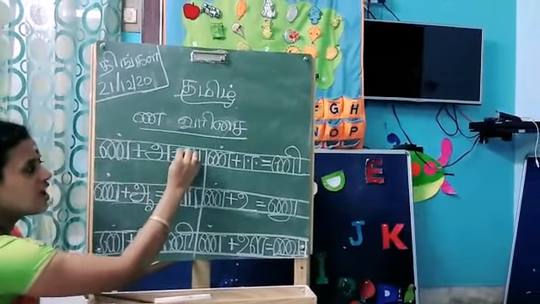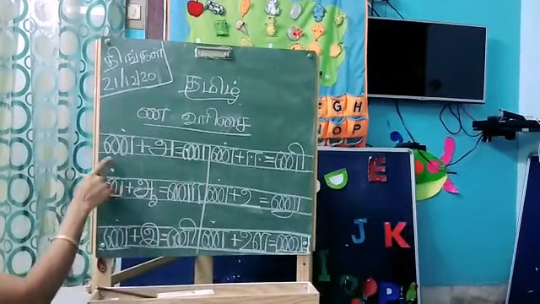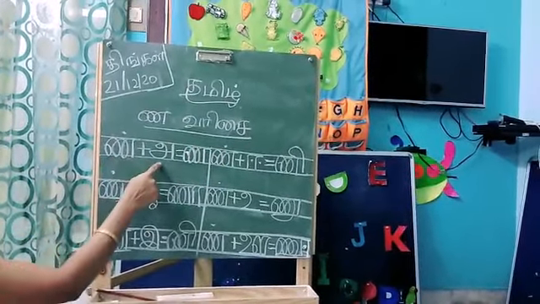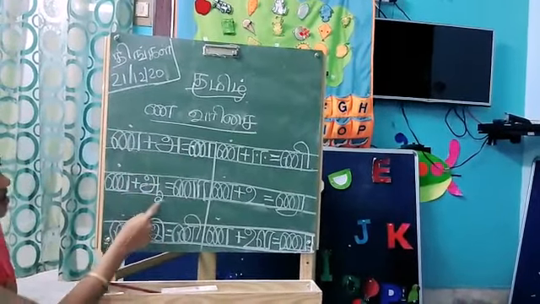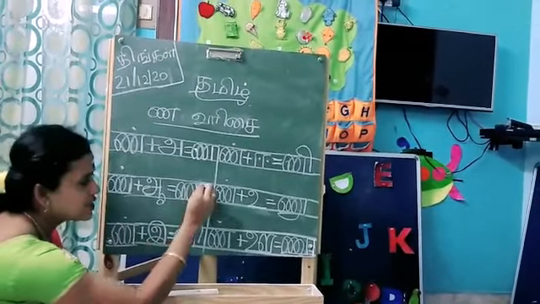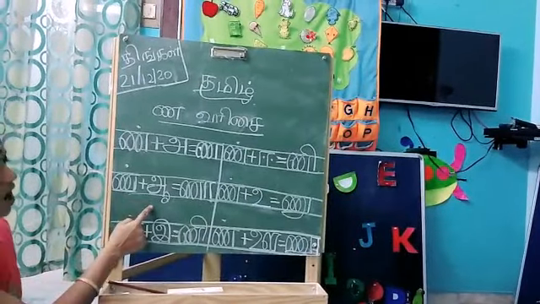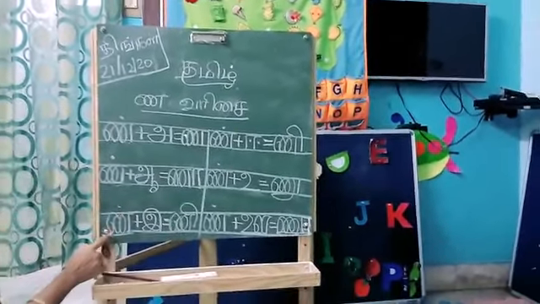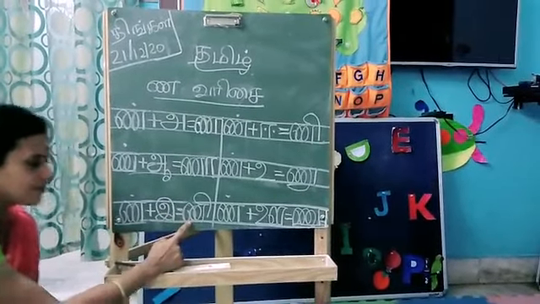So if you are not putting a dot, it becomes na. So when you join en and a, it becomes na. En plus a, na. First you write letter a, next tunai eluthu. How to say? En plus a, na. Next you say en plus e, ni.